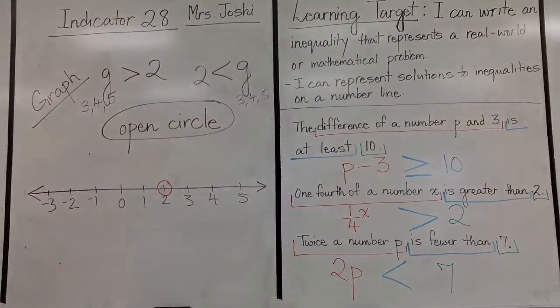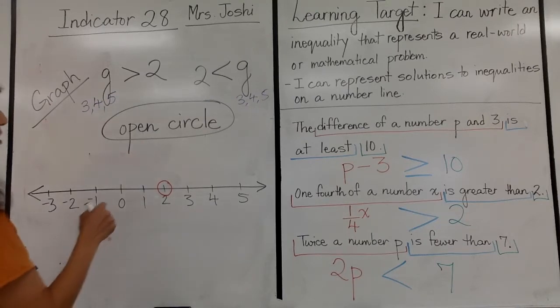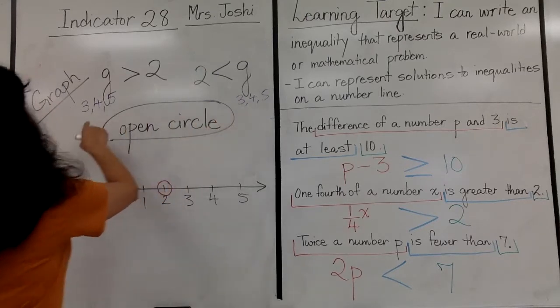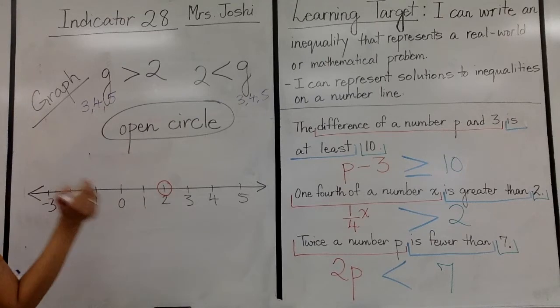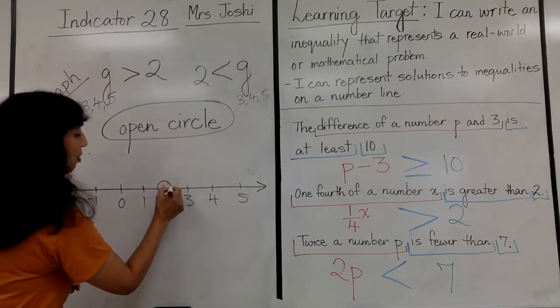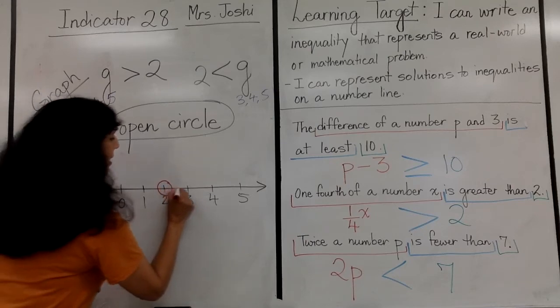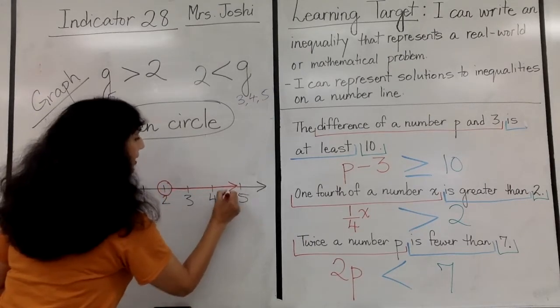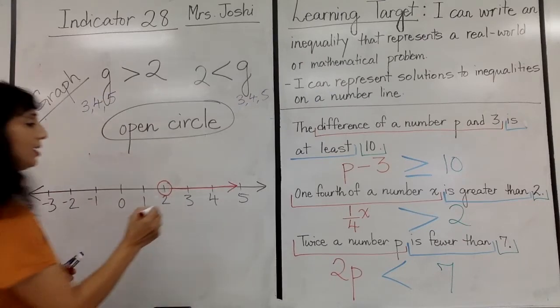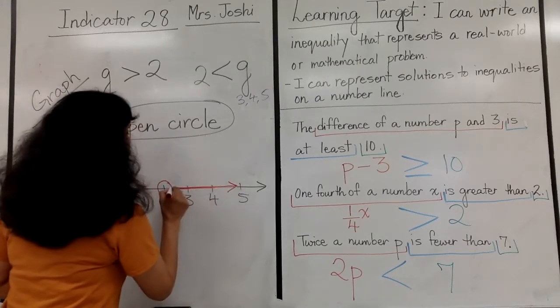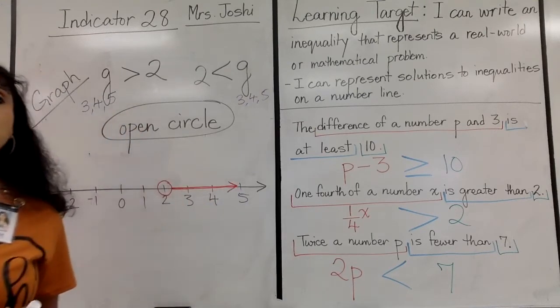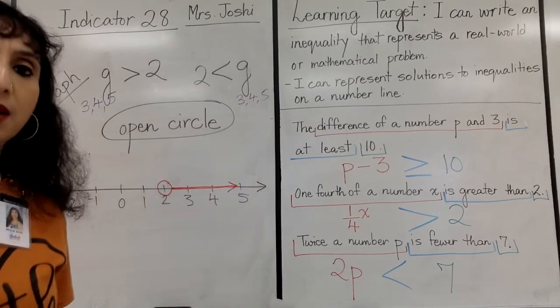And then you're looking at all these numbers that are greater than 2, which are a solution. Numbers to the left of 2 are not a solution, but numbers to the right of 2 are correct. So always check. 3 is greater than 2, 4 is greater than 2, 5 is greater than 2. So I'm going to take my arrow, and from here I will start from 2 and make an arrow going like this. That means every number to the right of 2 is a solution to this inequality.